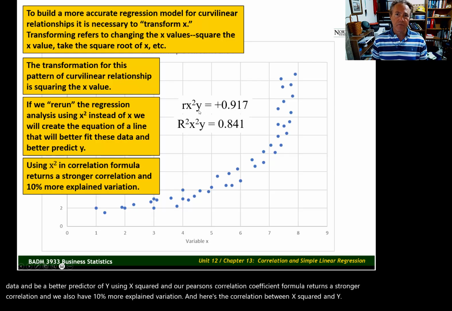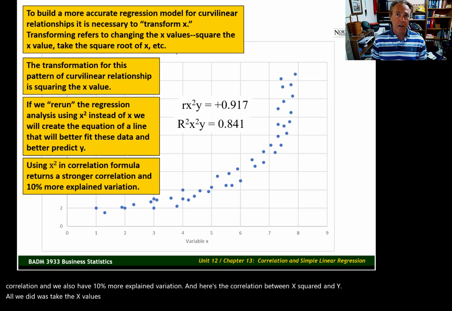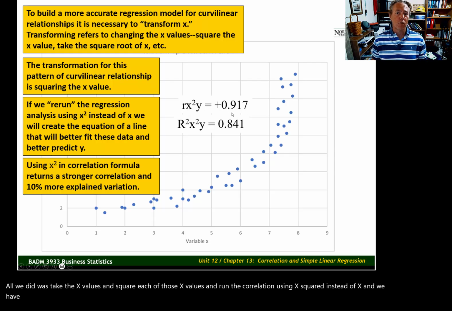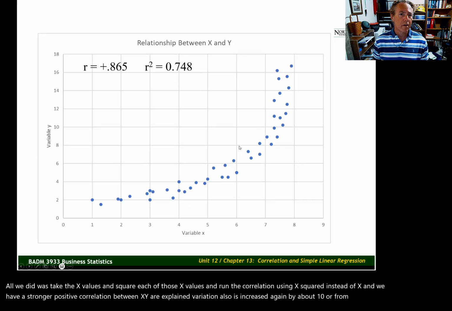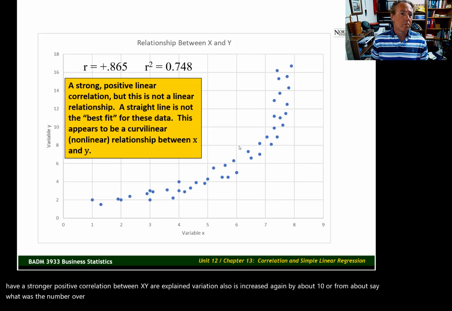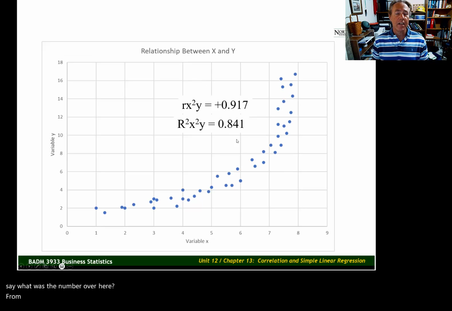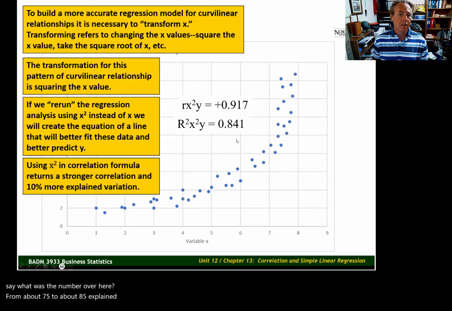All we did was take the X values and square each of those X values and run the correlation using X squared instead of X. And we have a stronger positive correlation between X and Y. Our explained variation also is increased, again, by about 10%, from about 75% to about 85% explained variation. So the model using X squared is going to be a better predictor of Y.